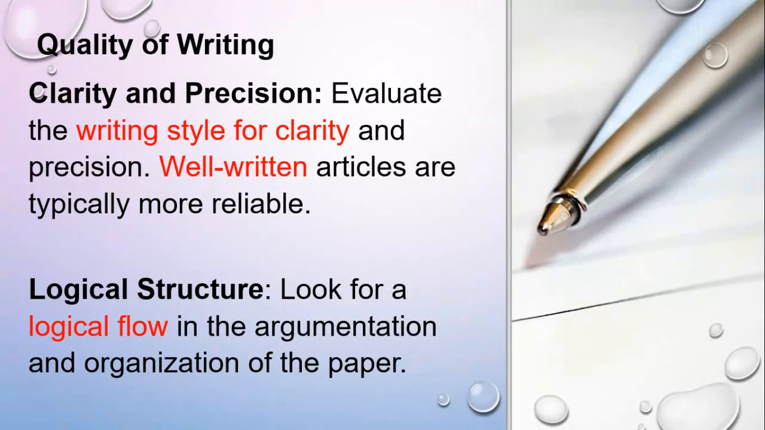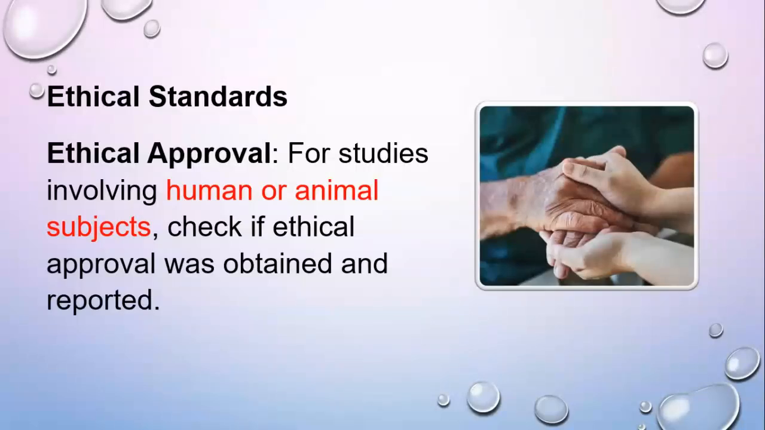The first point is important: the way the writer writes, his writing style, whether it's clear, direct, simple, straightforward, not complicated, academic. That's a good point. And also the logical structure of the research. Look for logical flow in the argumentation or organization of the paper. So these are the things I need to look at, and also one last point here, the ethical approval.